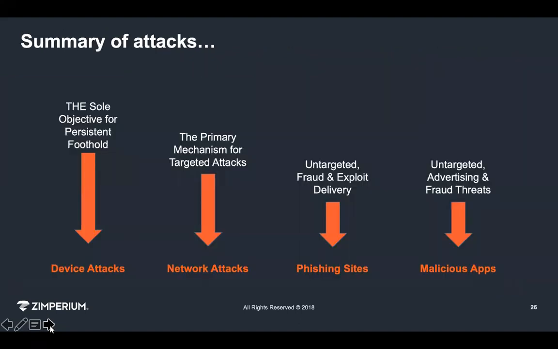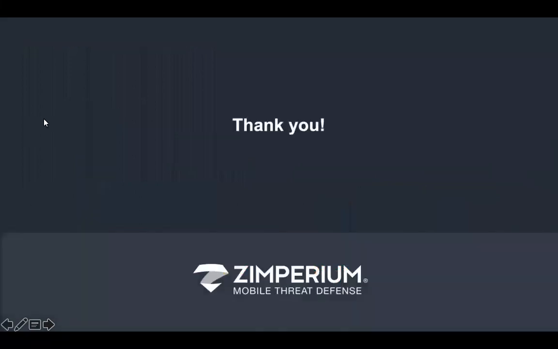So to wrap up, malicious apps, untargeted, can deliver exploits. Phishing, untargeted, can deliver exploits. Network attacks are the primary vector to deliver a targeted attack, and the ultimate objective is an OS exploit or rogue profile, some way of elevating privileges. So with that, thank you all very much for your time.